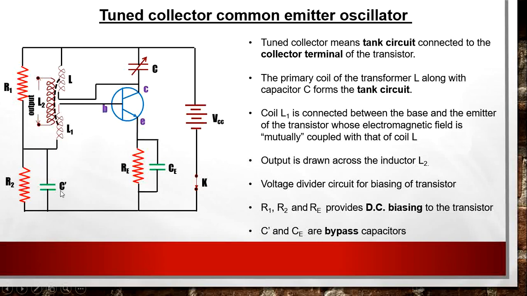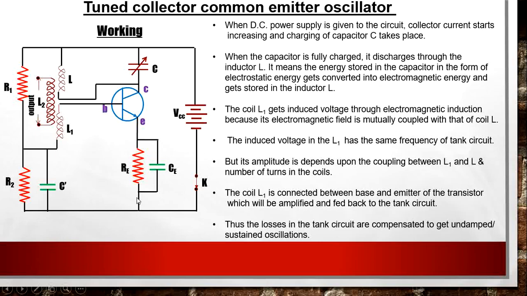That's why this C prime capacitor will provide a low resistance path to this AC voltage, and that's why there will be no drop across R2. So this is the introduction of all the components connected in the circuit. Now we will discuss the working of this circuit.